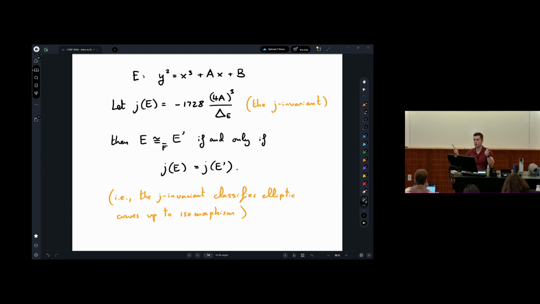When I have two elliptic curves and I want to see whether they are completely different, I can compute the j-invariant. If the j-invariants are different, then they're not isomorphic over F. They're not isomorphic over any extension of F.